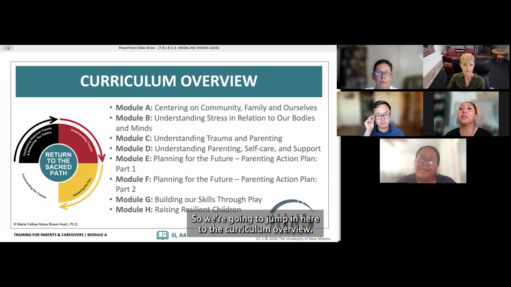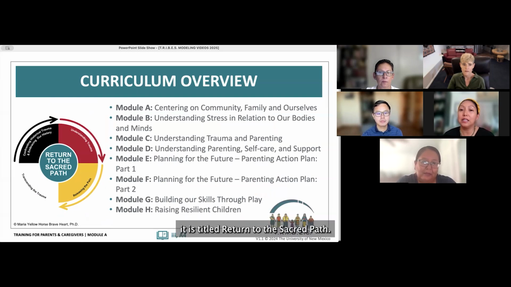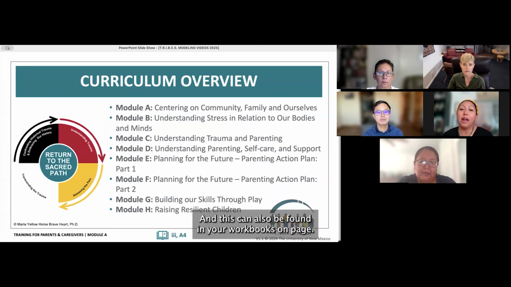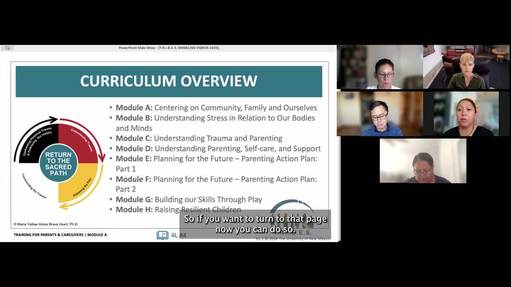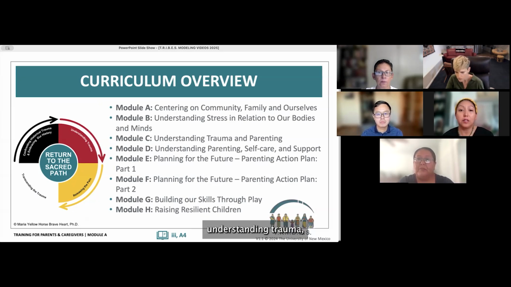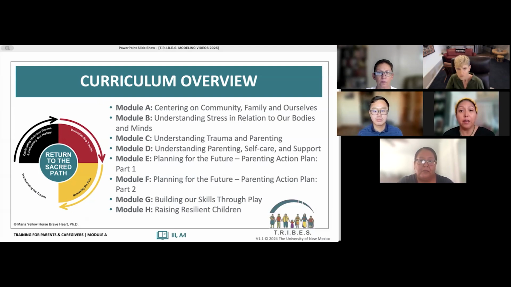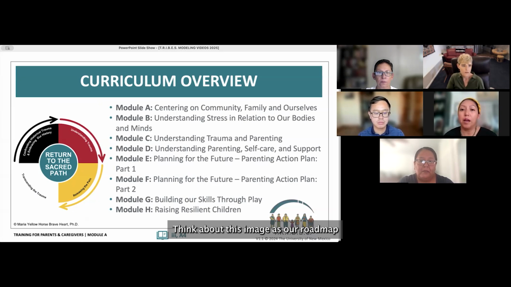Okay, so we're going to jump in here to the curriculum overview. If this is the first time you're seeing this image on the slide, it is titled Return to the Sacred Path. This can also be found in your workbooks on page III, A4, so if you want to turn to that page now, you can do so. This outlines our process for confronting historical trauma and embracing our history, understanding trauma, releasing the pain, and transcending the trauma. We'll revisit this image throughout your trainings together. Think about this image as our roadmap for our work ahead.